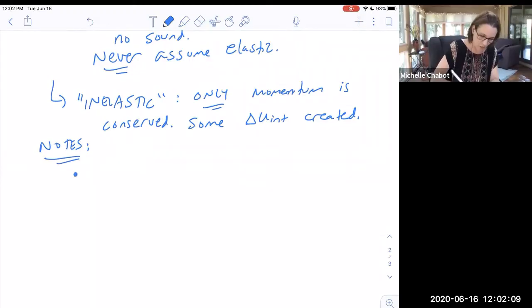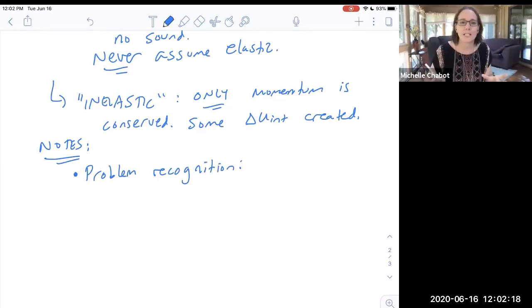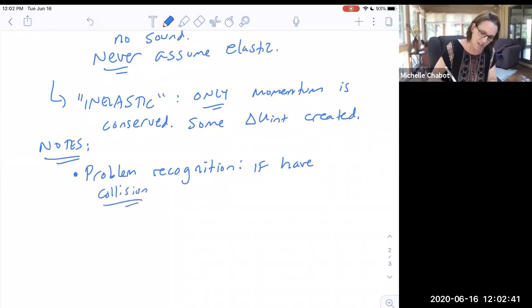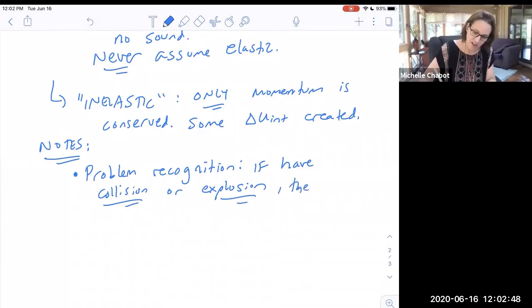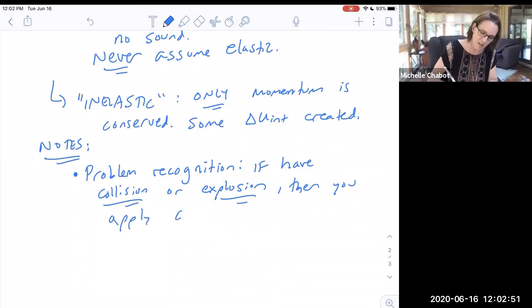So a couple common notes. One is in terms of problem recognition. When we do these combined concepts, one thing that you're going to notice is that momentum is sometimes one of the easier ones, because anytime you have a collision, two things interacting, three things interacting, or an explosion, like I said, a firework, then you're going to use conservation of linear momentum. So if you have a collision or an explosion, then you apply conservation of momentum.